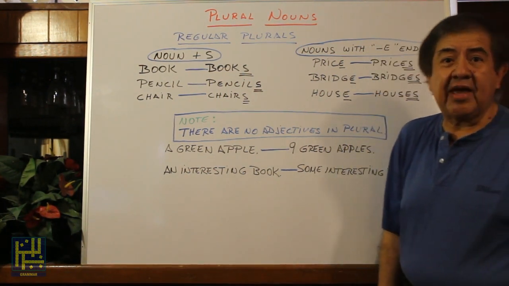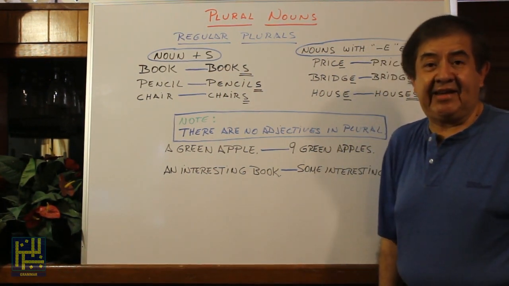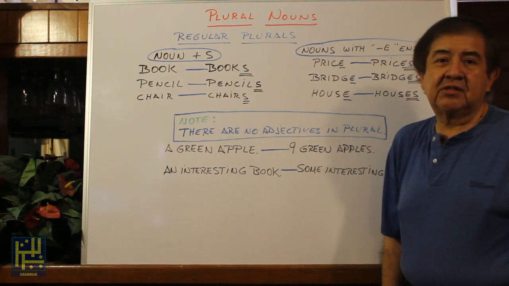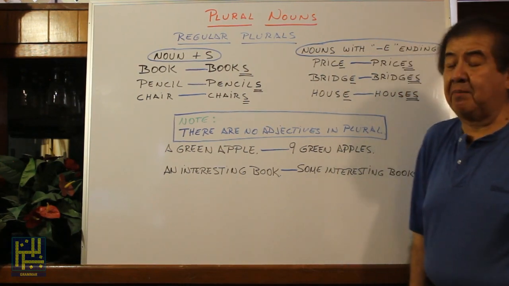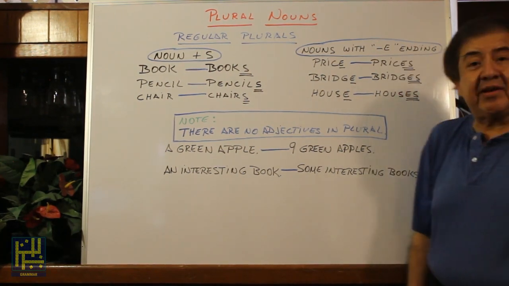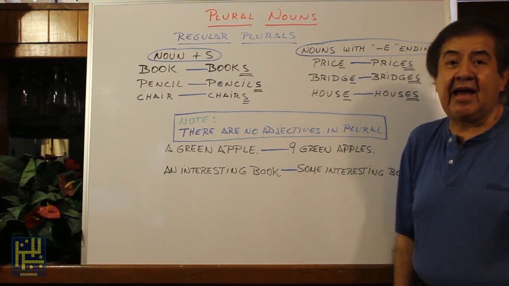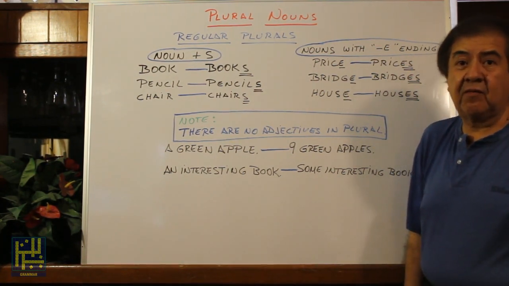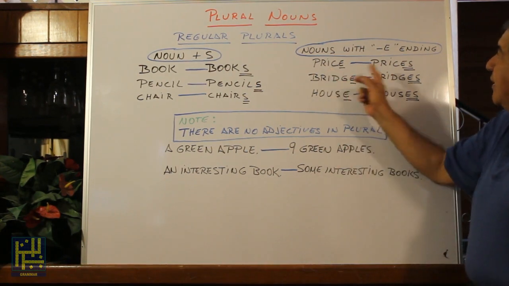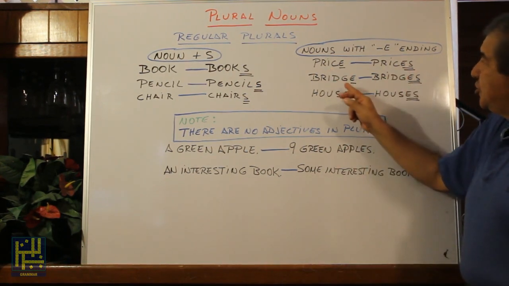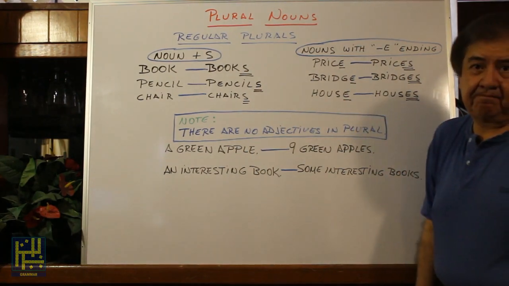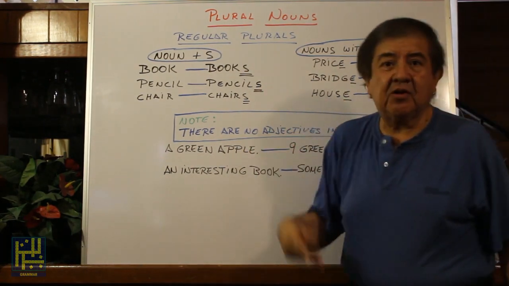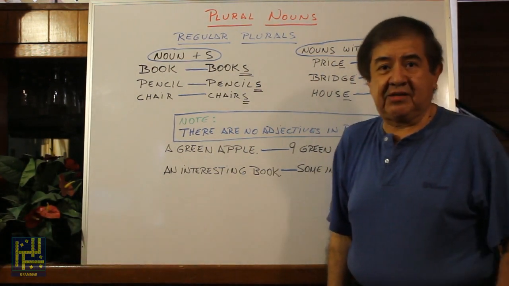However, in English we have some nouns that end in E. Most of the words with a final E, the E is not pronounced. But when we add the S to form the plural of the noun, then we take into account the E and it is pronounced as an extra syllable. For example, price, prices, bridge, bridges, house, houses. These are the first two forms for the plural of the nouns in English.